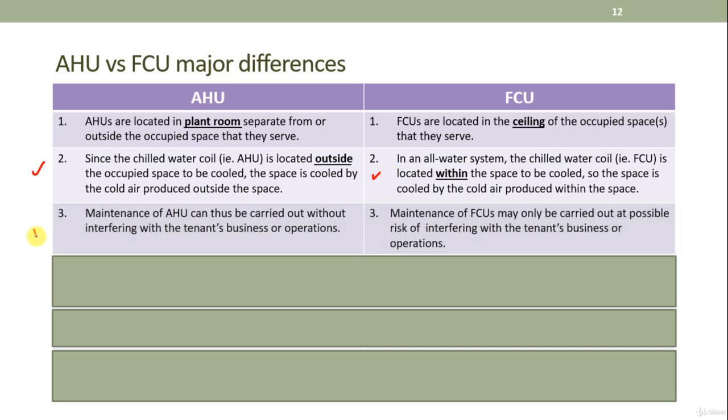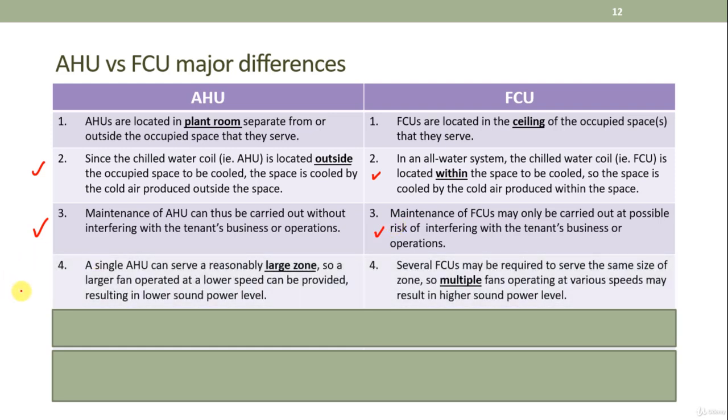Maintenance of AHU can be carried out without interfering with tenant's business because it's located in the AHU room and not at the ceiling space of the tenant. FCU, on the other hand, is right inside maybe the shop spaces, or right inside the offices, just on the ceiling. And if you need to do maintenance like clean the filters or whatsoever, you have to go to the space and may interfere with the business and operation.